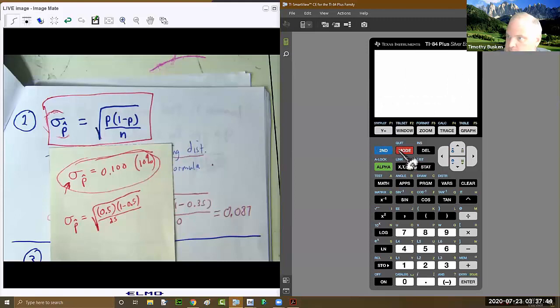Second quit to go back to the home screen. So now I'm going to press second x squared to get my square root symbol. See it? And now I'm doing 0.5 parentheses 1 minus 0.5 close parentheses, and then divide that by, in this case, 25, and I'm getting the same number that the applet got. And how did the applet get its number?